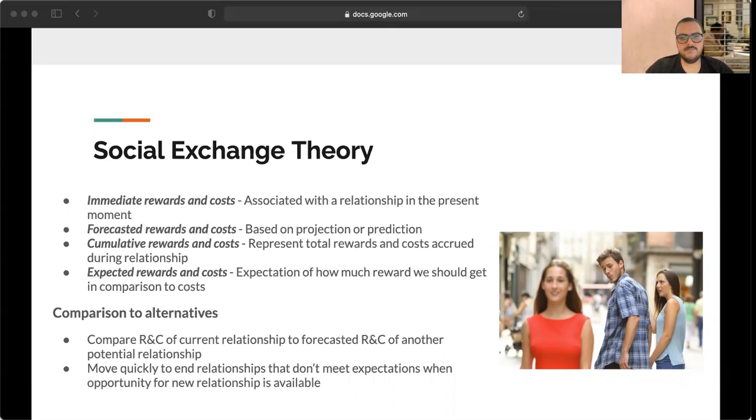Social exchange theory explains your decision. Communication researchers Gerald Miller and Malcolm Parks observed that we move quickly to end relationships that don't meet our expectations when the opportunity for a new relationship is available.